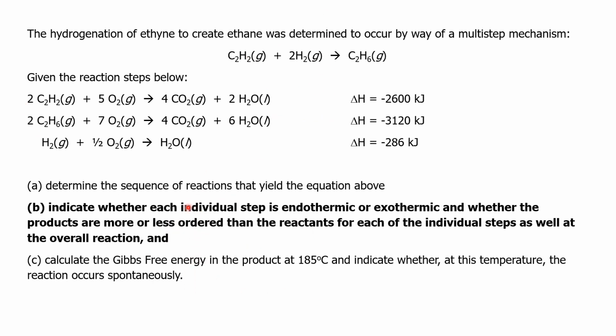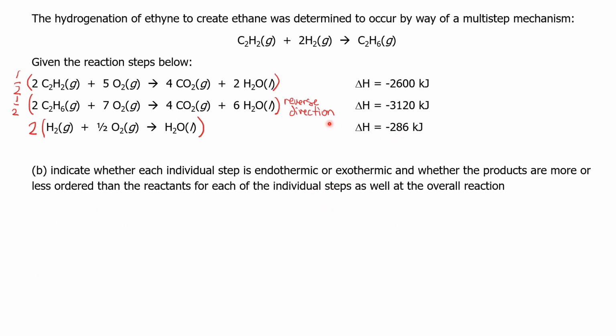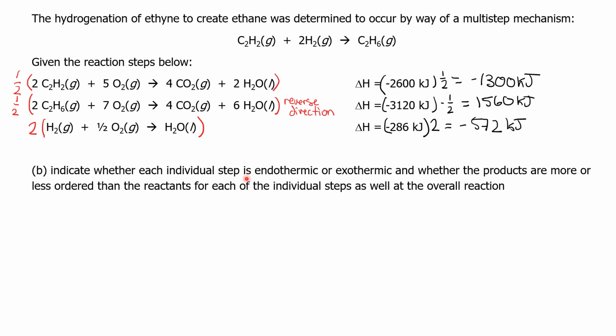Perfect. Part B, indicate whether each individual step is endothermic or exothermic, and whether the products are more or less ordered than the reactants for each of the individual steps, as well as the overall reaction. So first, let's start with this first part. Are they endothermic or exothermic? To do this, we need to get the delta H. And we look at what we did to each of these reaction steps, and we're going to do the same thing to delta H. So we multiplied this by 1/2, we multiply that by 1/2. Same thing here, except this is a negative 1/2, because remember we reversed the direction. And that comes out as changing the sign of the delta H. The last one, we multiply by the coefficient.